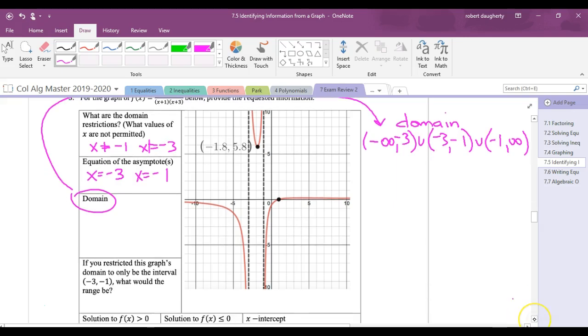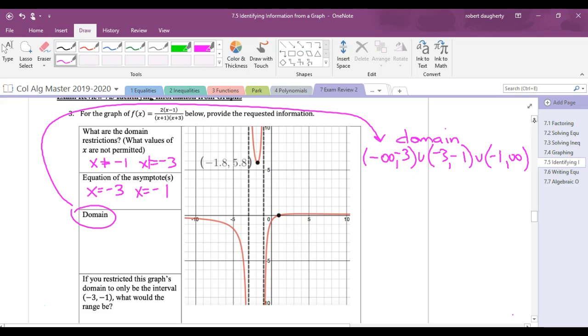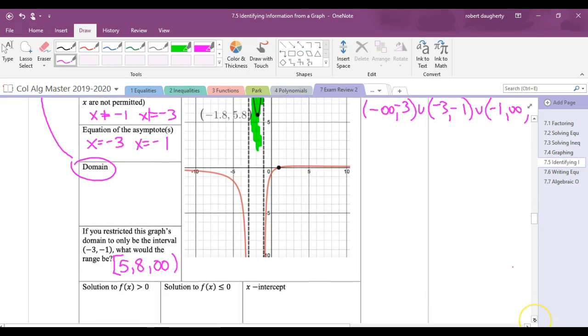Now, it asks you a question here. If you restricted the domain to only be the numbers between negative 3 and negative 1, so that means if you only looked at this section, what would the range of this graph be? Well, if I only consider that, the range would be from 5.8 to infinity. And I can tell it's from that point, negative 1.8, 5.8, to infinity.